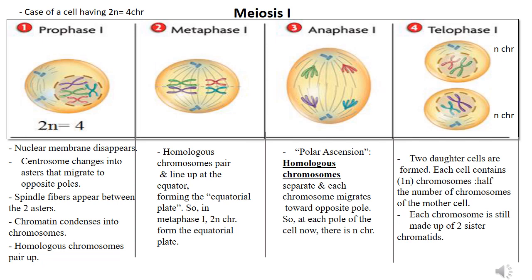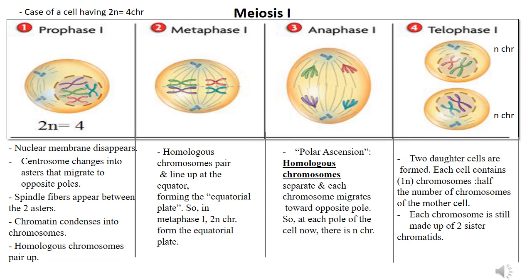Let's see what happens during prophase 1. This is a cell with a nuclear membrane that is disappearing progressively. The centrosome changes into asters that migrate to opposite poles. The spindle fibers appear between the two asters. The chromatin, long and thin chromosomes, condenses into short and thick chromosomes.